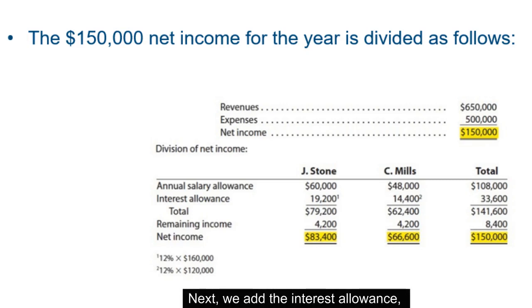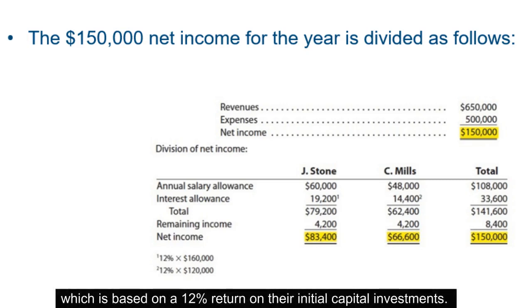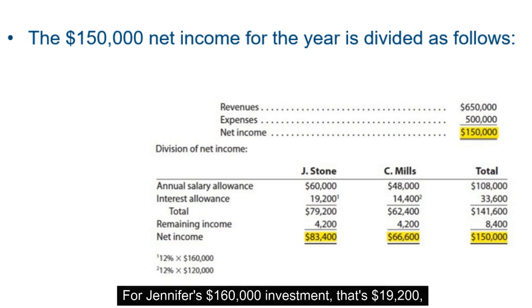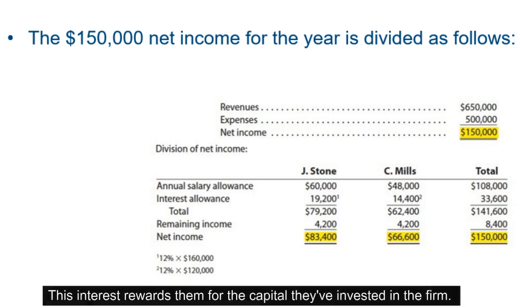Next, we add the interest allowance, which is based on a 12% return on their initial capital investments. For Jennifer's $160,000 investment, that's $19,200, and for Crystal's $120,000, it's $14,400. This interest rewards them for the capital they've invested in the firm.